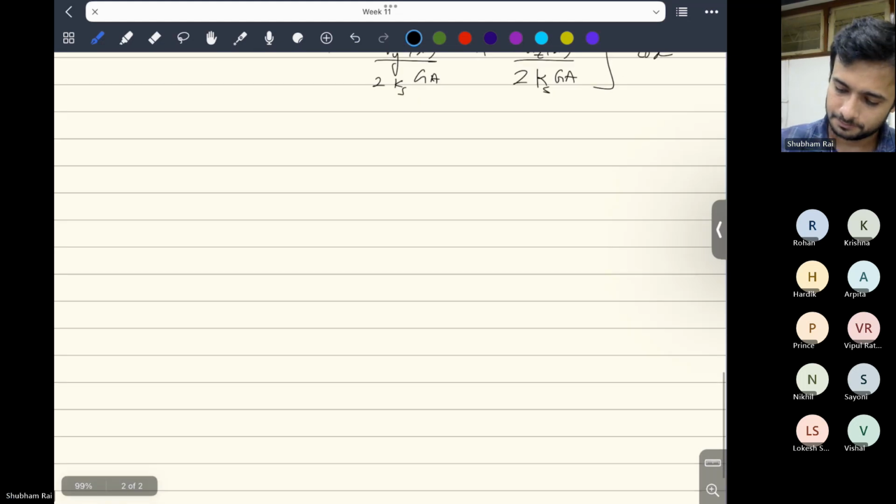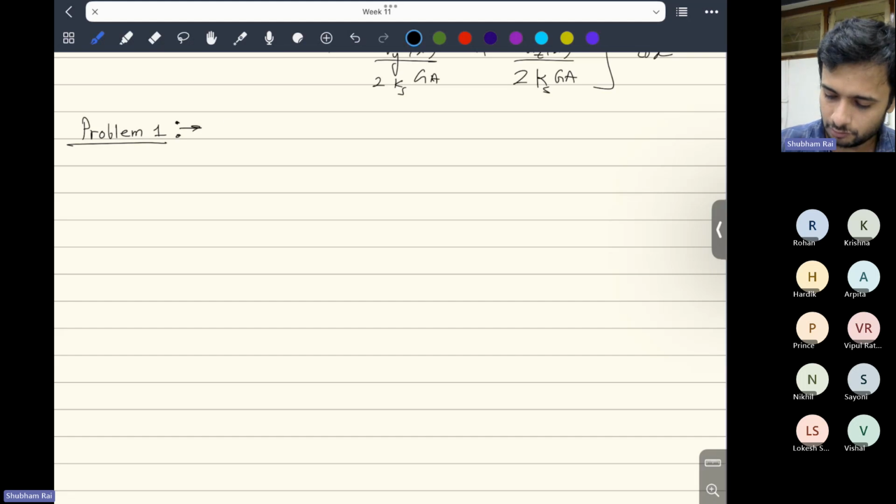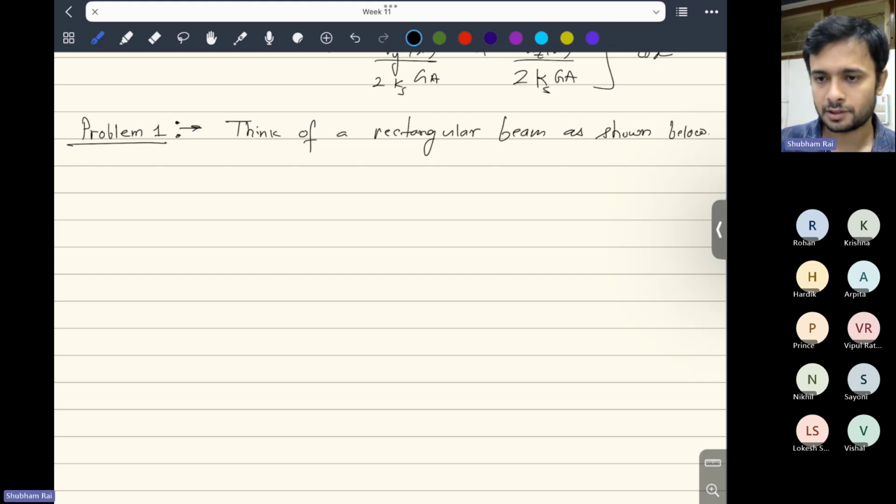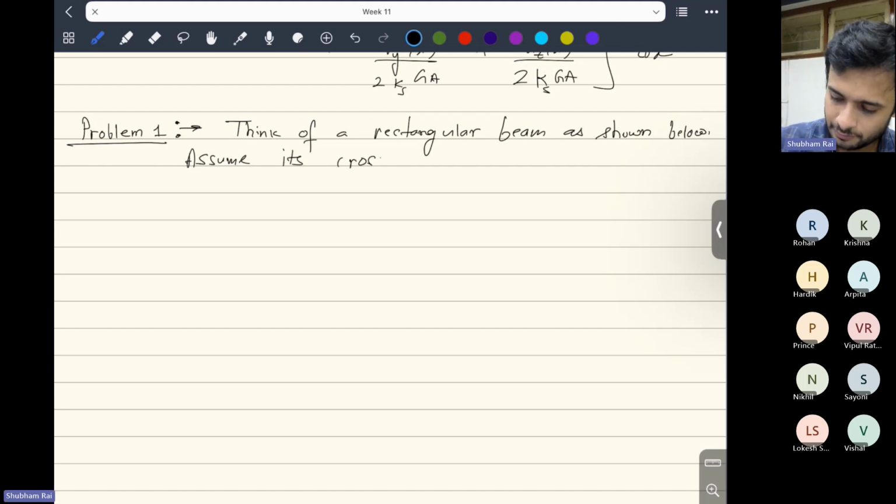Let's say we have problem 1. What you have to do is think of a rectangular beam as shown below. I'll draw the diagram, don't worry. So the beam is rectangular in nature, I mean, it's kind of a rectangle, and its cross section is circular. So you have to assume its cross section to be solid, circular.